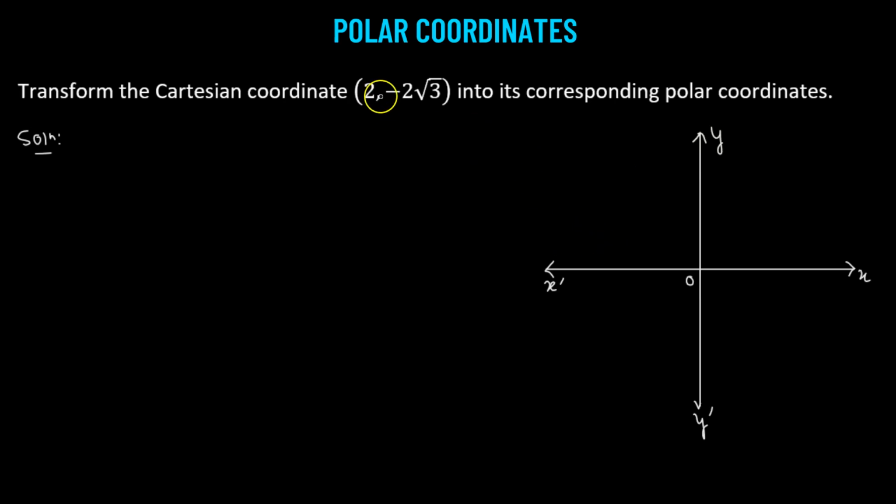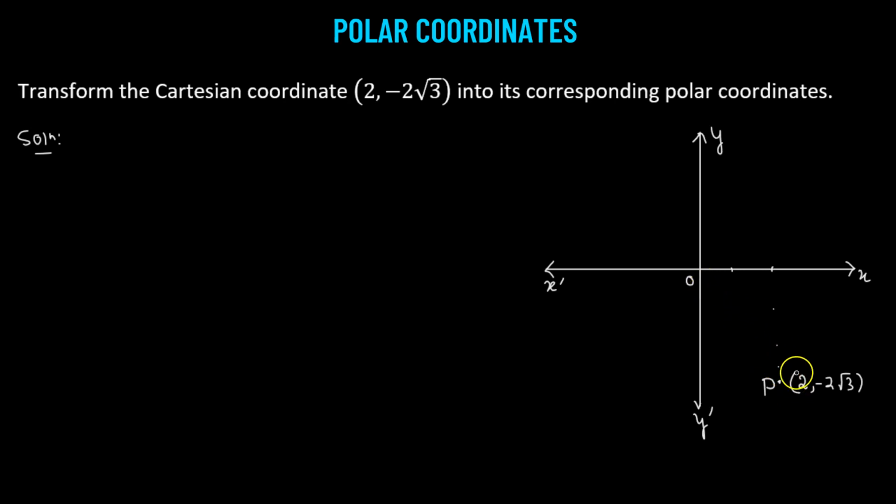Here we have 2 units along the positive x direction, and then we have 2 times square root of 3. Now square root of 3 is about 1.7, so 2 times 1.7 is 3.4. So we can say that it's approximately 3.5 units. So we get 1, 2, 3. Somewhere here is going to lie the point (2, -2√3). We're going to name it as point P.